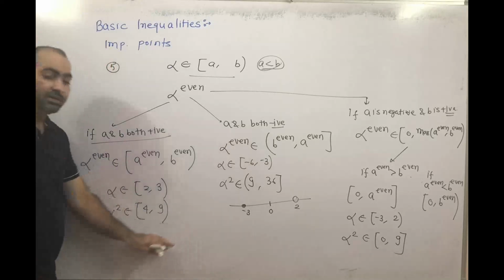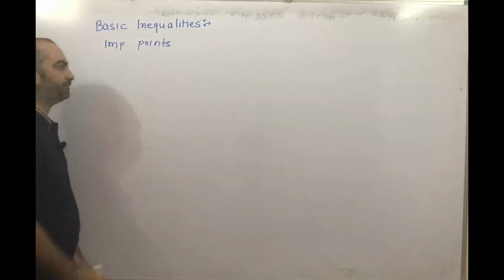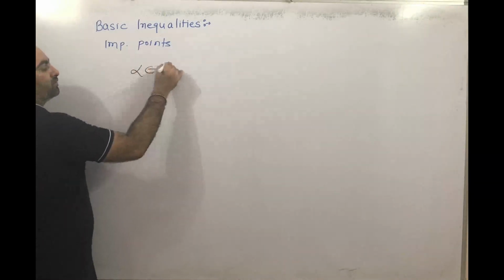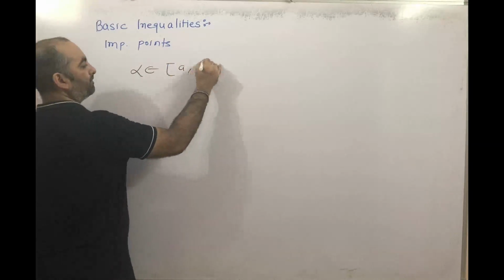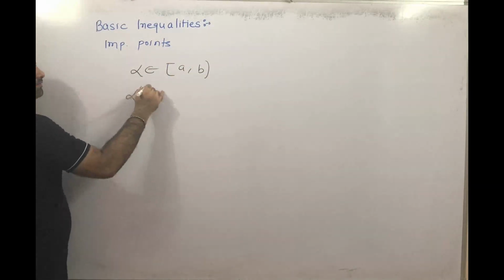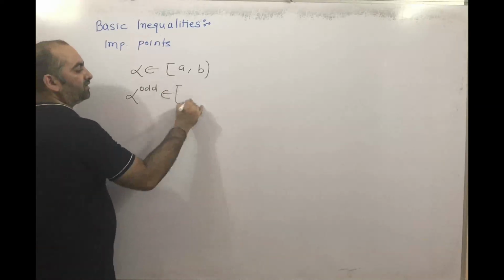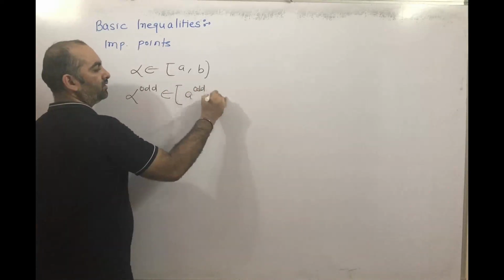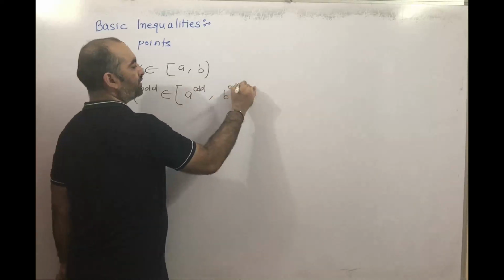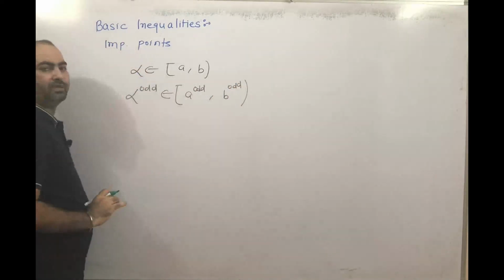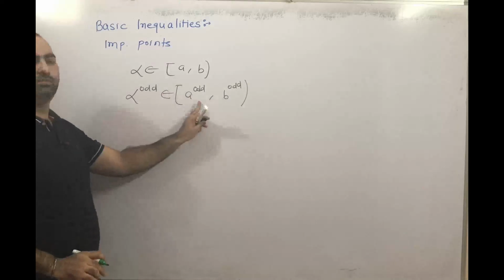So if we take an even power, we have to do it like that. Next, if alpha belongs to the closed interval a to b only, and we want alpha power odd, then alpha power odd belongs to the closed interval a power odd, comma, b power odd. We don't care here what a is and what b is. Directly we can take a power odd, comma, b power odd.